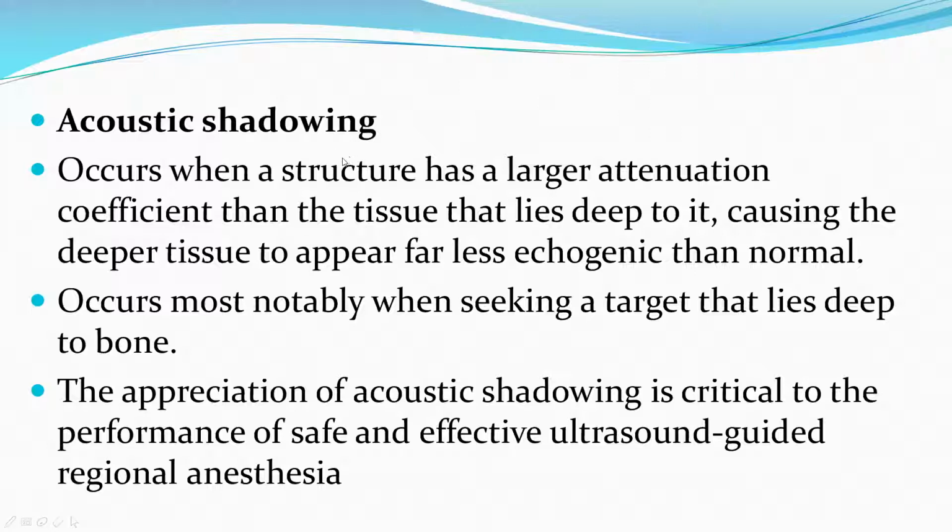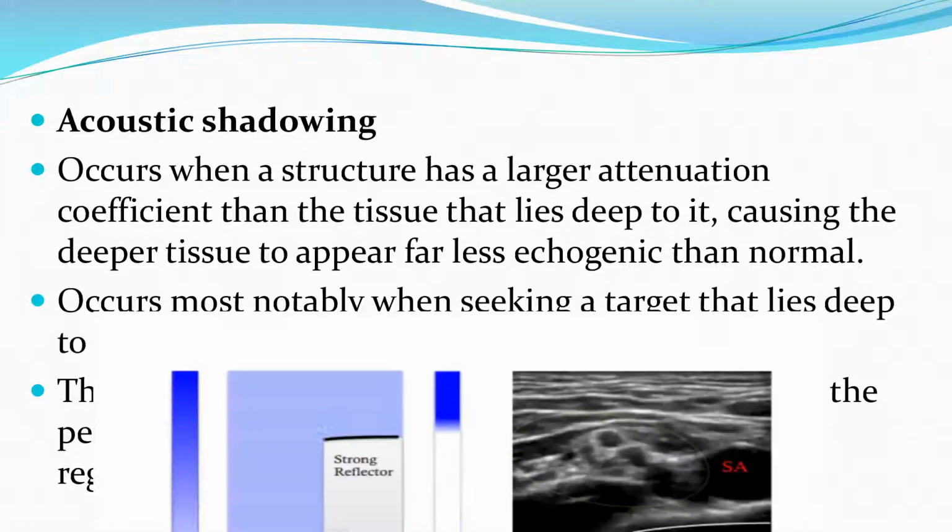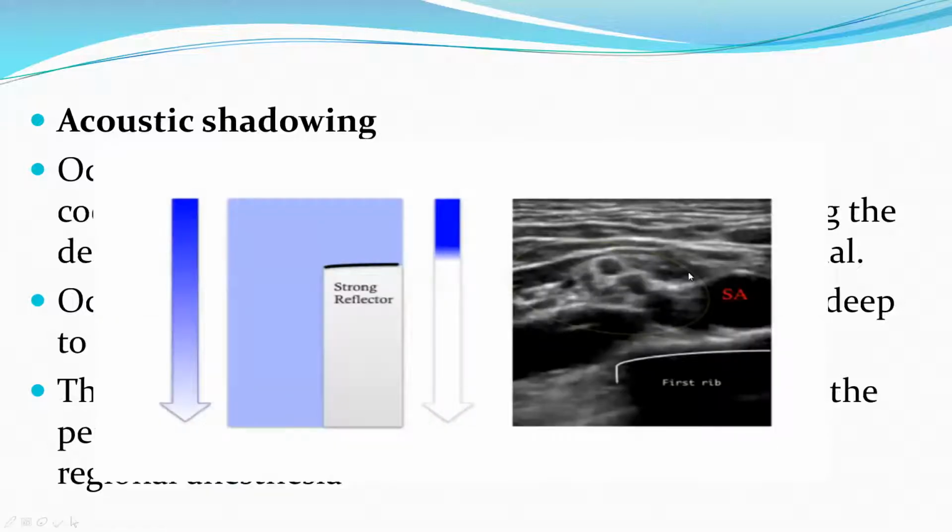Acoustic shadowing. What is acoustic shadowing? When the ultrasound beam falls on a structure which has a very high attenuation coefficient, the structure lying deeper to it appears very less echogenic or very dark. This is called acoustic shadowing. Like in this image, we can see in the supraclavicular region when we give the block, there is the first rib there. Below this, we can see only dark echogenicity. This is because the first rib is bone, which is a very strong reflector of the ultrasound waves.